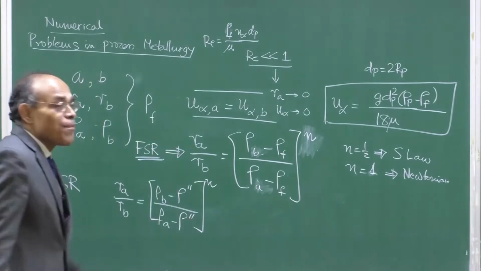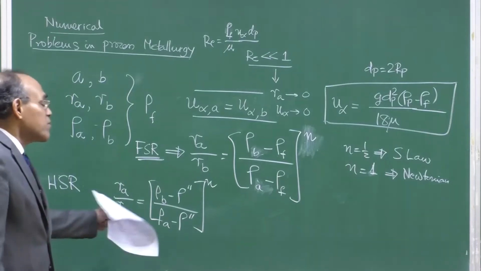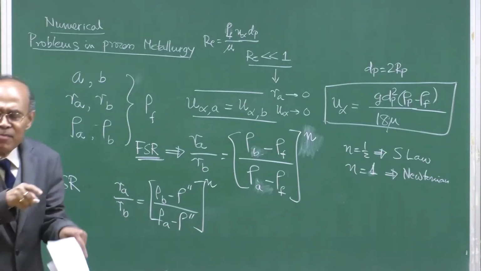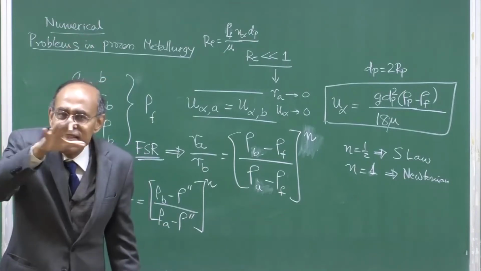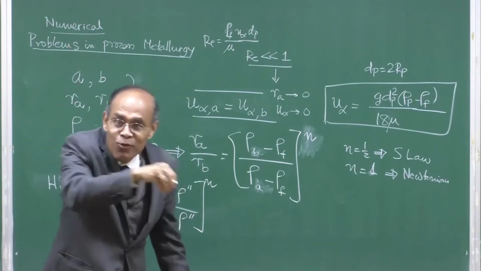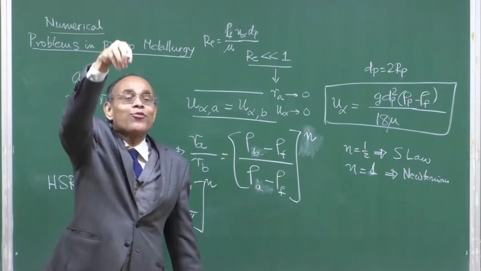Okay? And how is the pulp density determined? It is determined on the basis of the solid. Free settling means the pulp density is small, and particles are not colliding with each other; the particle is freely moving.